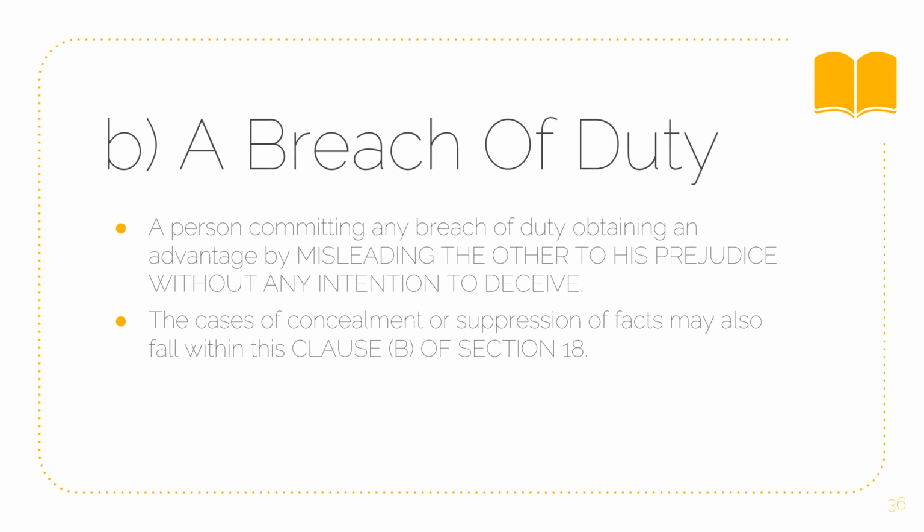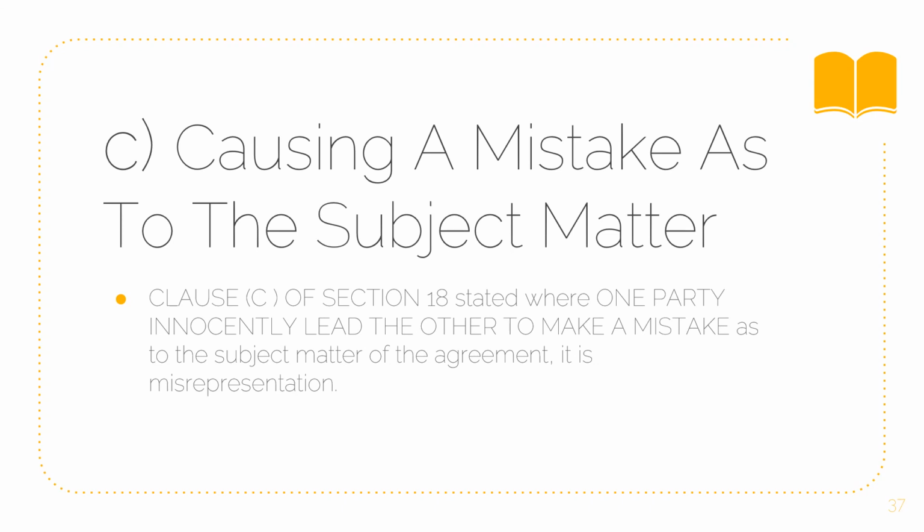A person is committing a breach of duty obtaining advantage by misleading the other to his prejudice without any intention to deceive. The cases of concealment or suppression of fact also fall within Clause B of Section 18. Clause C of Section 18 states, when a party innocently leads the other to make a mistake, it is considered as a misrepresentation.